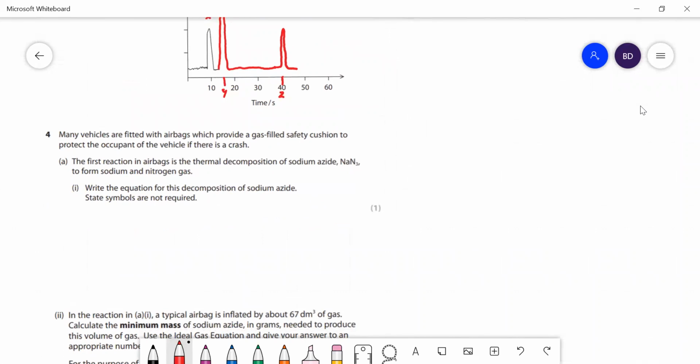Okay, many vehicles are fitted with airbags, which provide a gas-filled safety cushion. The first reaction in airbags is the thermal decomposition of sodium azide to form sodium and nitrogen gas. Write an equation, and you don't need state symbols. So NaN3 is going to give us sodium, and nitrogen, of course, is diatomic, so it's going to be N2. So to balance that, we'd need to put a 2 there, 3 molecules of nitrogen, and 2 sodiums.